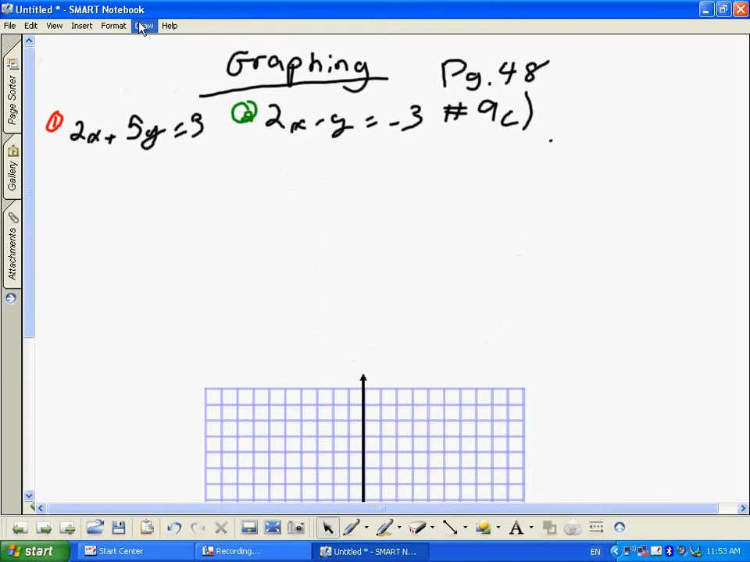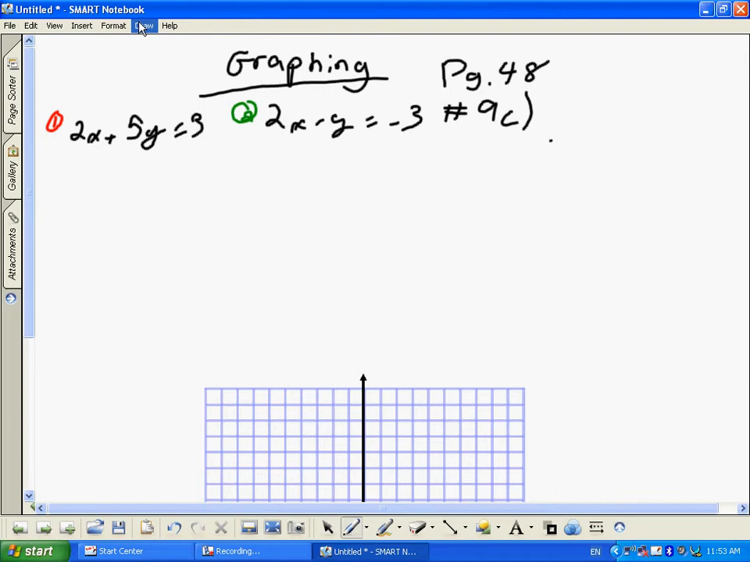Question 9C from page 48 in the review. It's solving by elimination, but we're going to solve it using graphing just so we can review our graphing skills. Okay? So they give us two linear equations: 2x plus 5y equals 3, and 2x minus y equals negative 3.